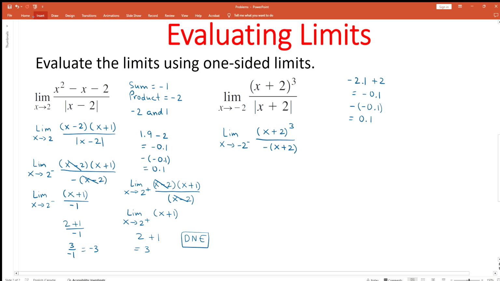Now we can simplify this expression. We can cancel out an x plus 2 from the numerator and denominator. Now we can apply the limit. We should sub in x as -2. -2 plus 2 is equal to 0. I get 0. So the left hand limit is equal to 0. Now we can evaluate the right hand limit.